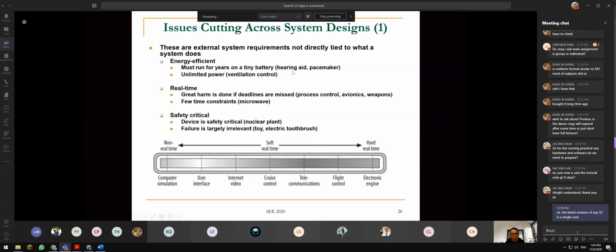You have to decide how to ensure the battery will last, not forever, but at least 50 years. Normally, if we have a heart problem and you have reached 50 years, you wouldn't live until 100 years, for example. So unlimited power, ventilation control, this is what you always ask. Energy efficient, real time.